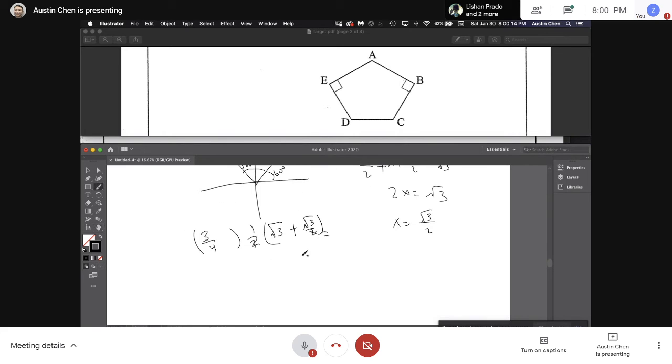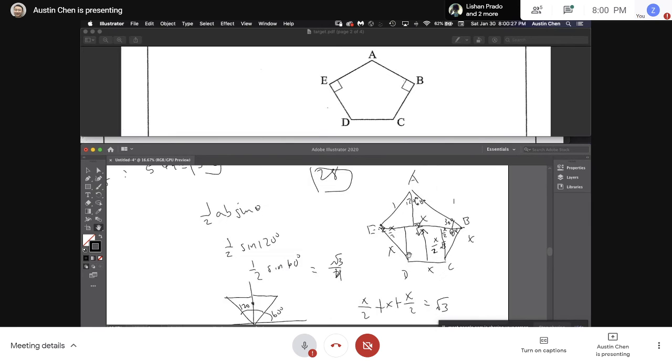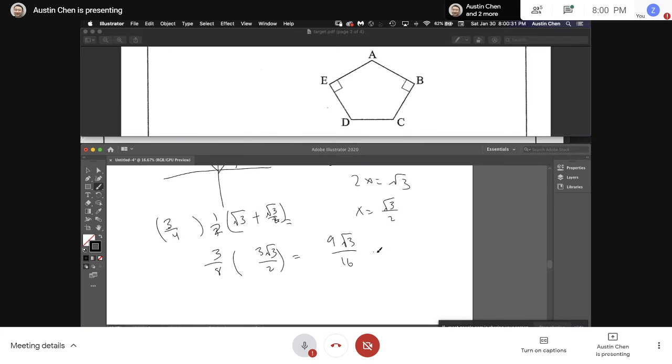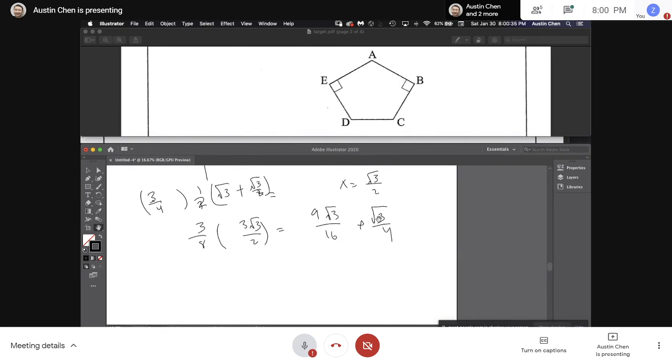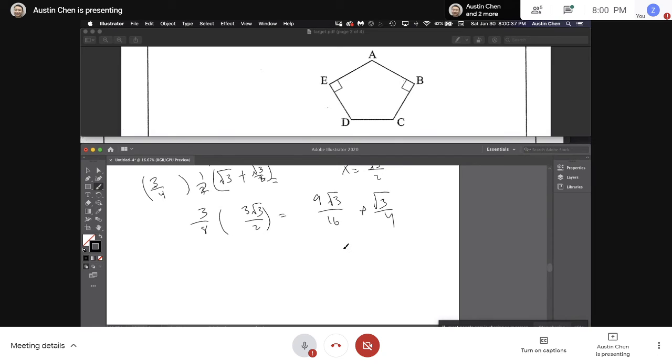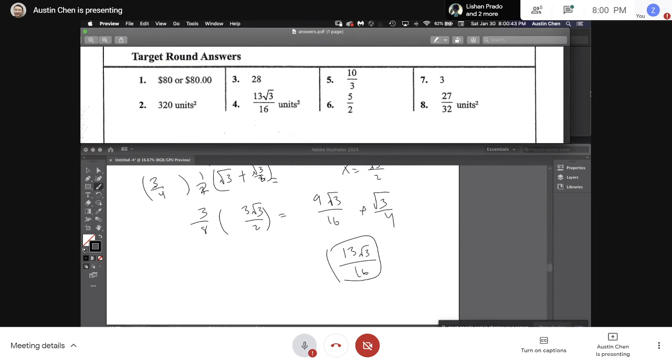Okay, and then this is going to be equal to 3/8 times 3 root 3 over 2. And then this is equal to 9 root 3 over 16. So this is the area of the quadrilateral, and the area of the triangle was root 3 over 4. So you just add those two together. So this is 4 root 3 over 16. So then we have 13 root 3 over 16. That is our answer.